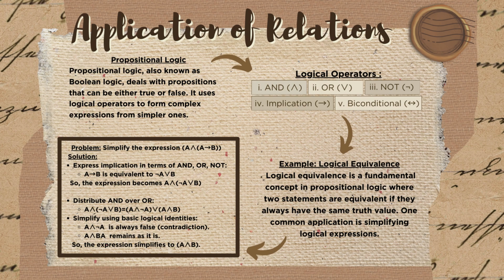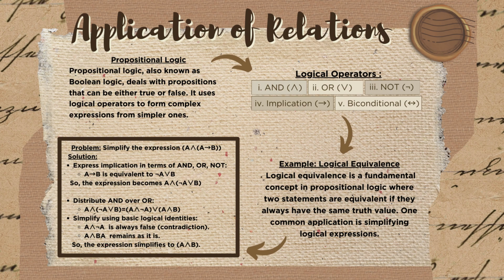The solution is to first express implication in terms of AND, OR, and NOT. So A implies B is equivalent to NOT A OR B. So the expression becomes A AND (NOT A OR B). Then we distribute AND over OR. After that, we simplify using basic logical identities, where A AND NOT A is always false, which is a contradiction, and A AND B remains as it is. So the expression simplifies to A AND B.